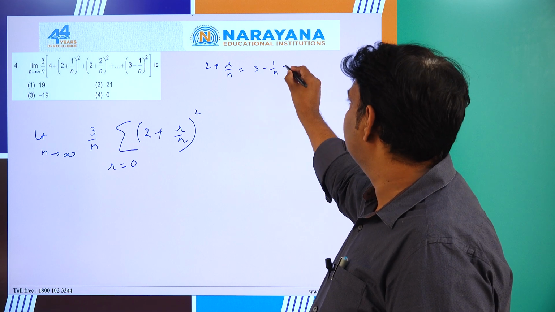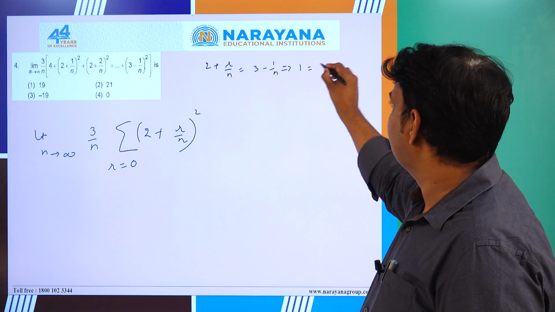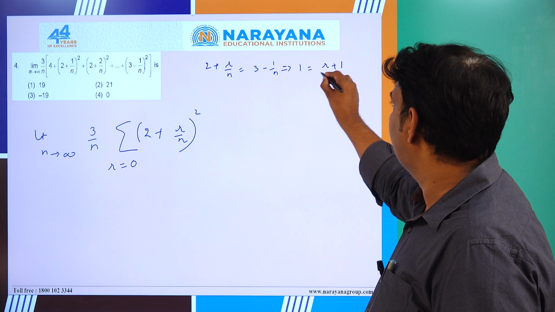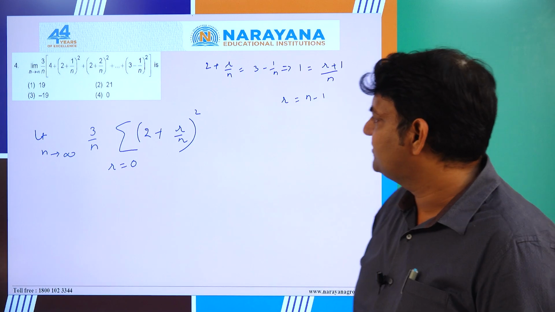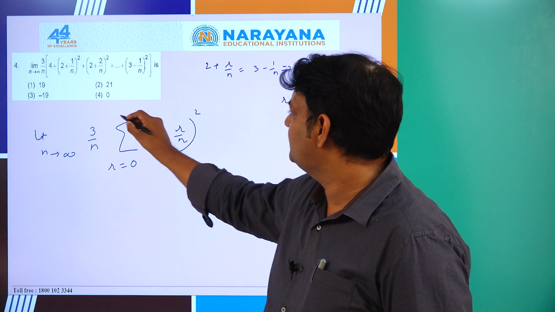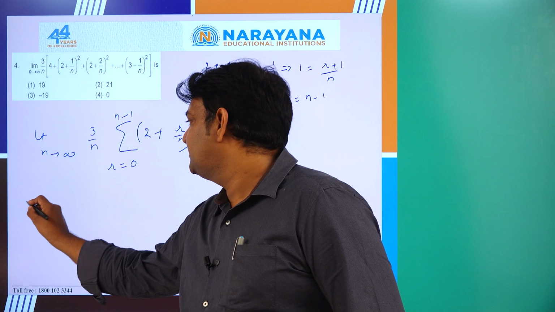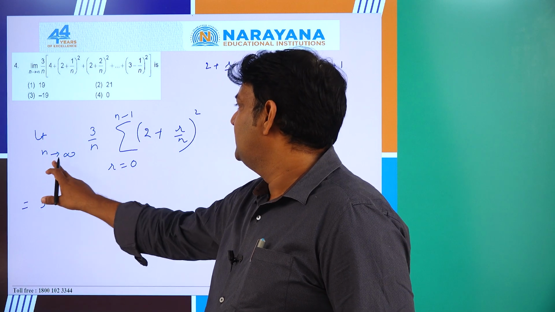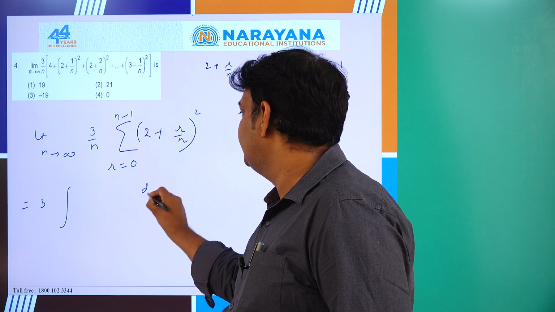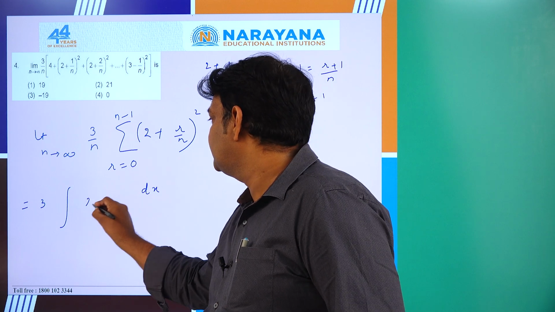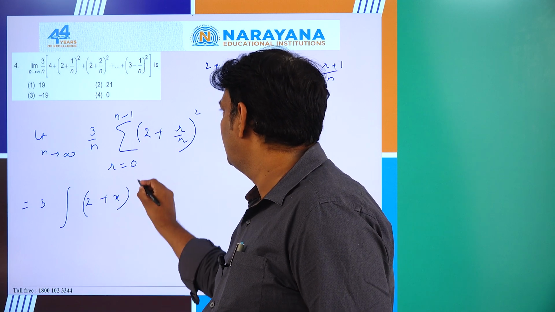So that is 2 minus 1, 3 minus 2, 1 is equal to r plus 1 by n. So clearly the value of r is n minus 1. So r is varying from 0 to n minus 1. Now you know that this constant 3, keep it outside. Limit sigma you will change with the integral sign, 1 by n you will change with dx, 2 plus r by n will be replaced by x whole square.